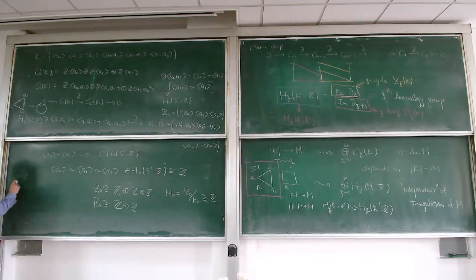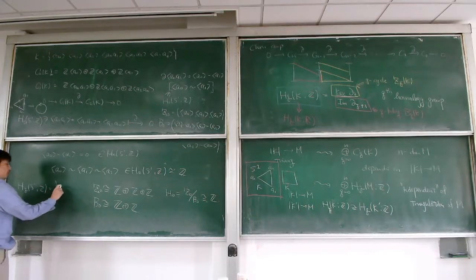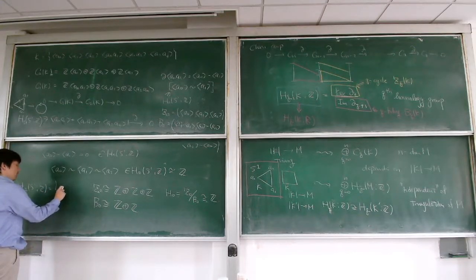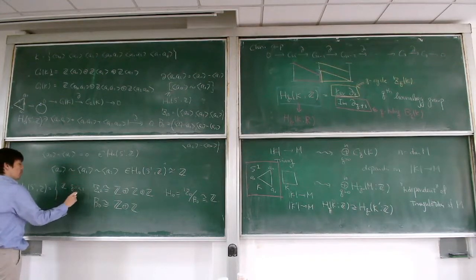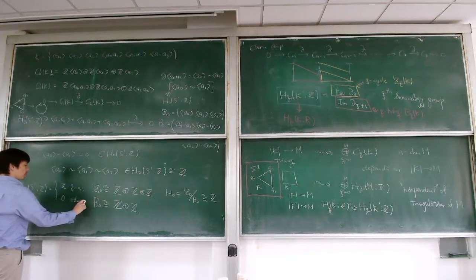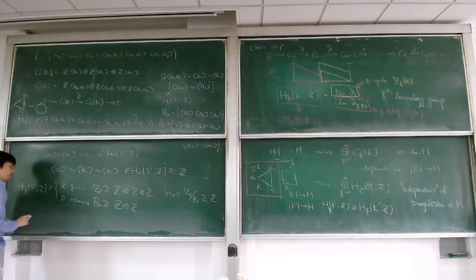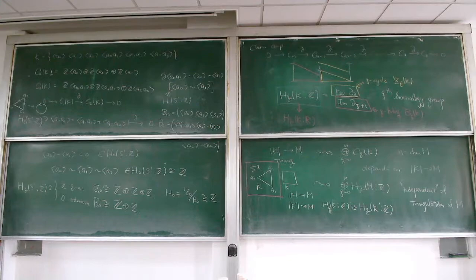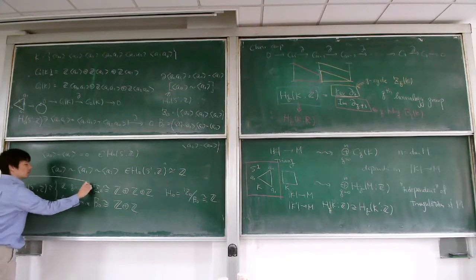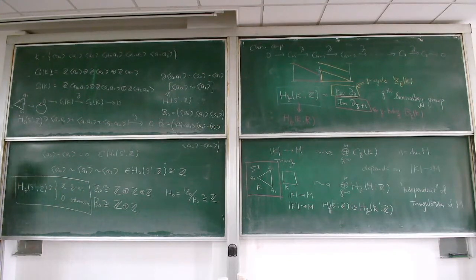So therefore H of the circle, the people write it this way, is Z for q equal to 0, 1 and 0 otherwise. People just write it down this way. We got it.